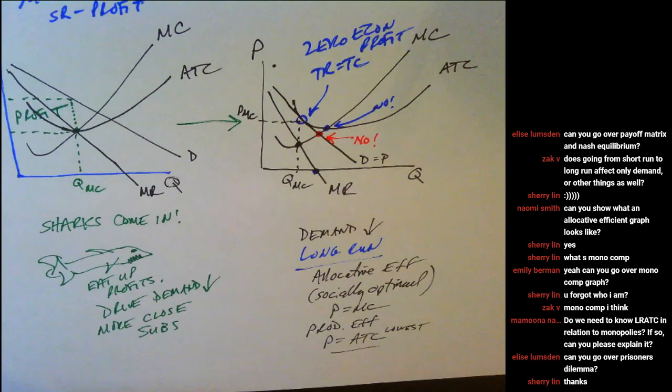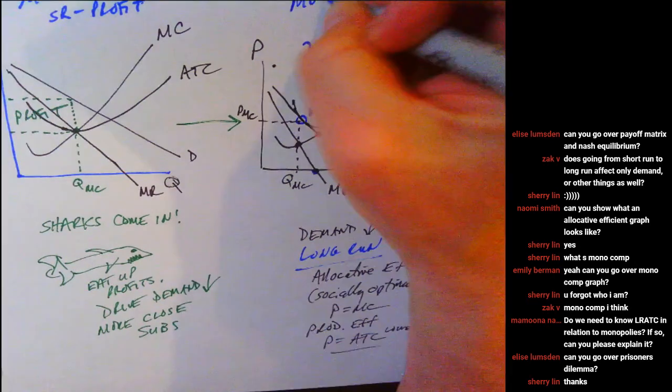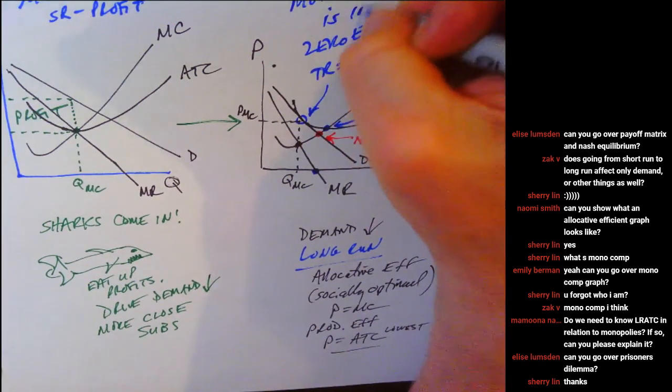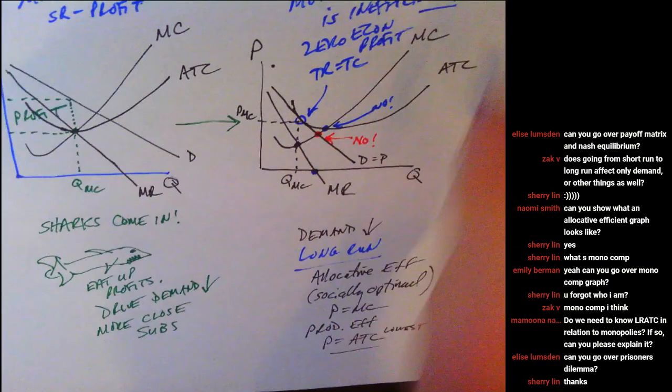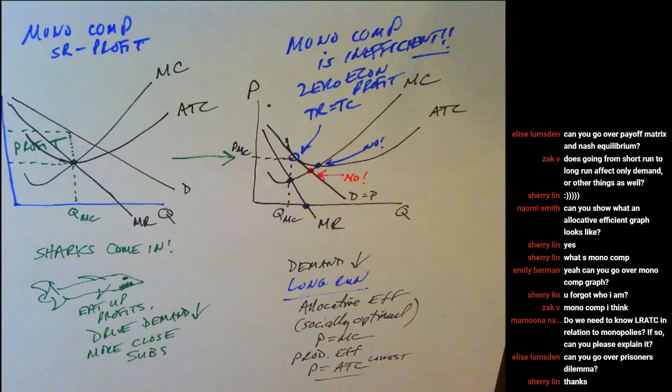So monocomp is inefficient. Okay? So I want to let everybody know there. Does this help everyone with monopolistic competition? Just want to make sure that we are all good to go.